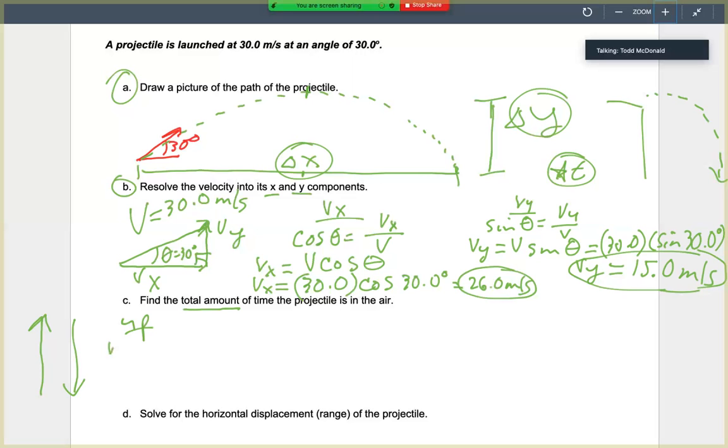We know that the initial velocity in the y direction is 15 meters per second. I probably should put my 0 on there, 15.0 to keep 3 sig figs. When it reaches its highest point up here, the final y velocity would be 0 meters per second. Acceleration the whole time in the y direction is 9.80 meters per second squared. What we are trying to find is time. We do not know the height at this point.